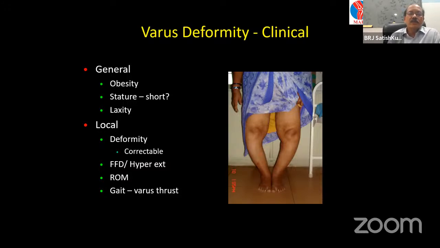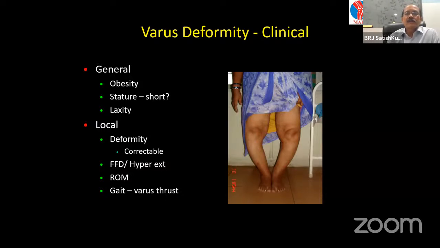And coming to the local examination, we have to see whether the deformity is correctable or not, like what we discussed in valgus. You make the patient walk and see. That is the weight bearing varus that you see, the patient loading the leg and walking. And then make the patient lie down and see how much it is correctable. And whether there is any associated fixed flexion deformity or hyperflexion deformity, and what is the range of movement.